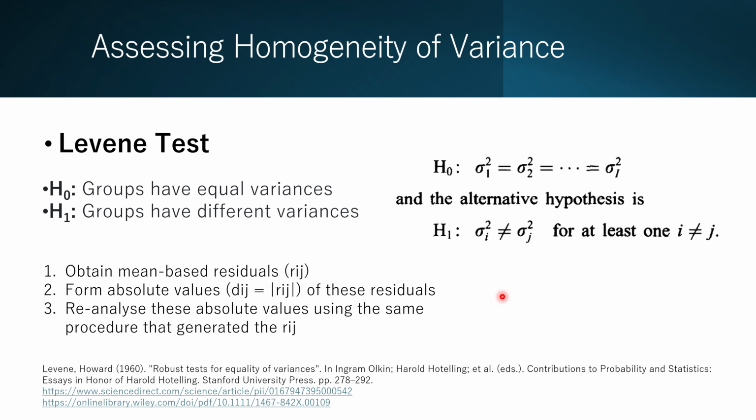This is the detailed explanation for Levene's test. The test compares the variance of two or more groups. The null hypothesis H0 is that the group variances are equal, and H1 is that at least one group has a different variance. That is the meaning of Levene's test.